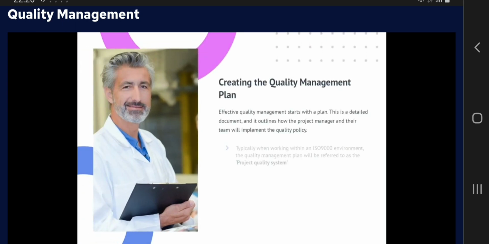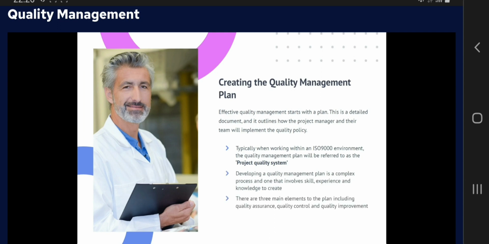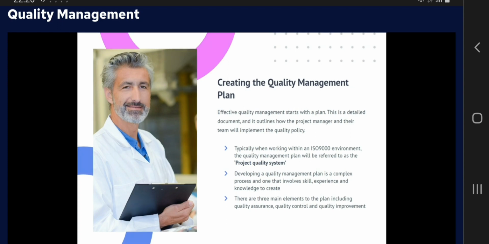Creating the quality management plan. Effective quality management starts with a plan. This is a detailed document, and it outlines how the project manager and their team will implement the quality policy. Typically, when working within an ISO 9000 environment, the quality management plan will be referred to as the project quality system.